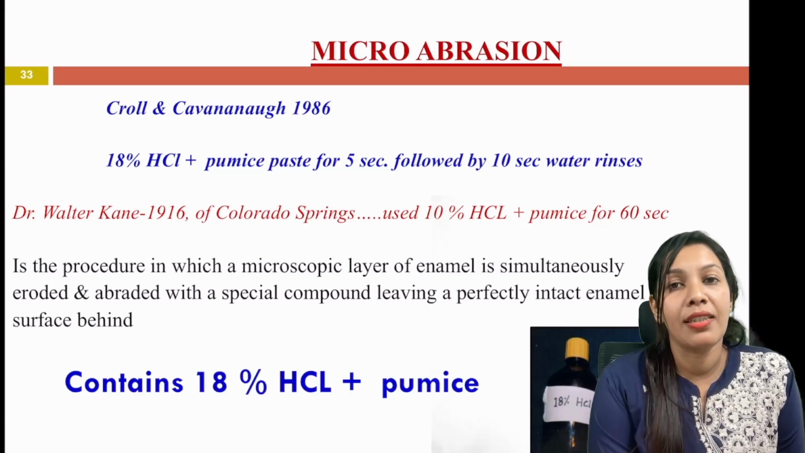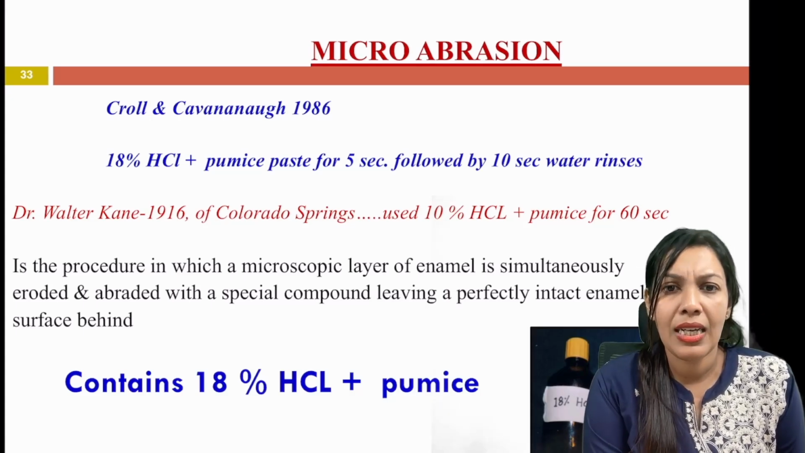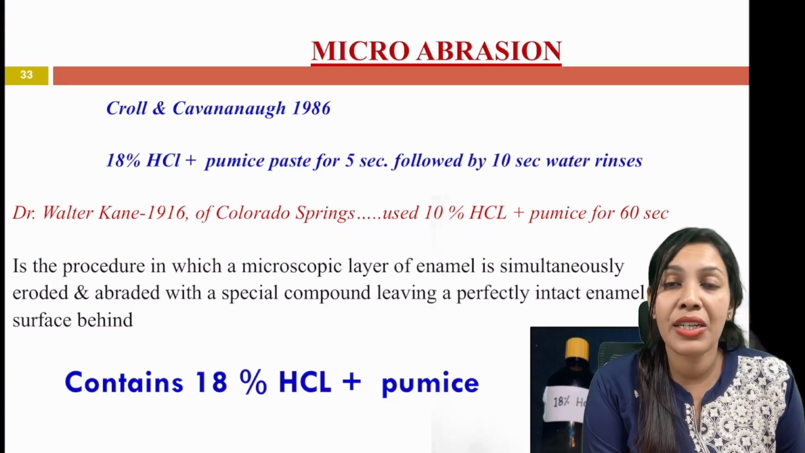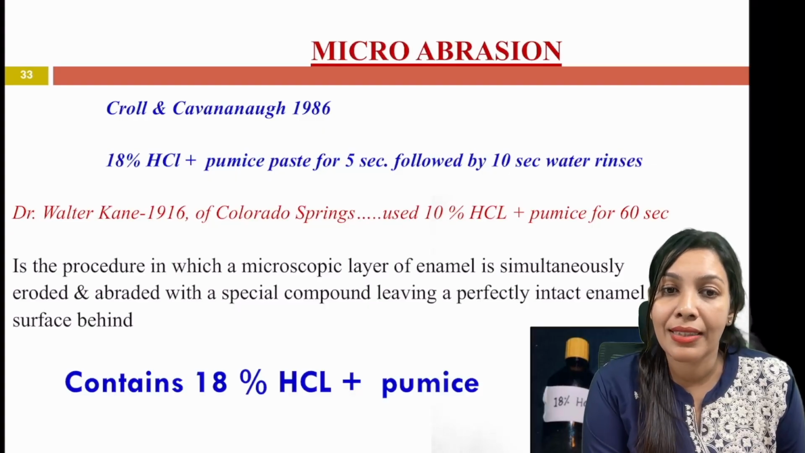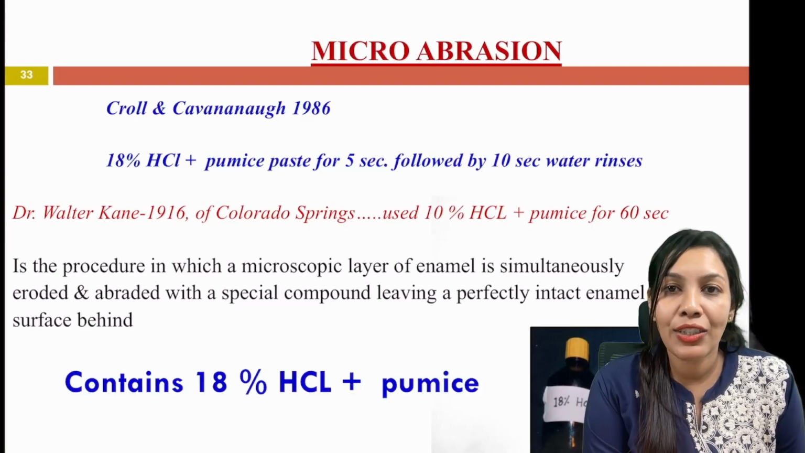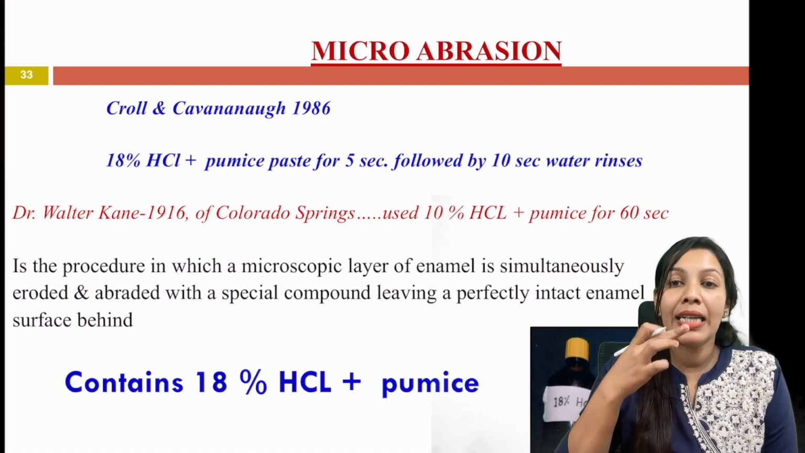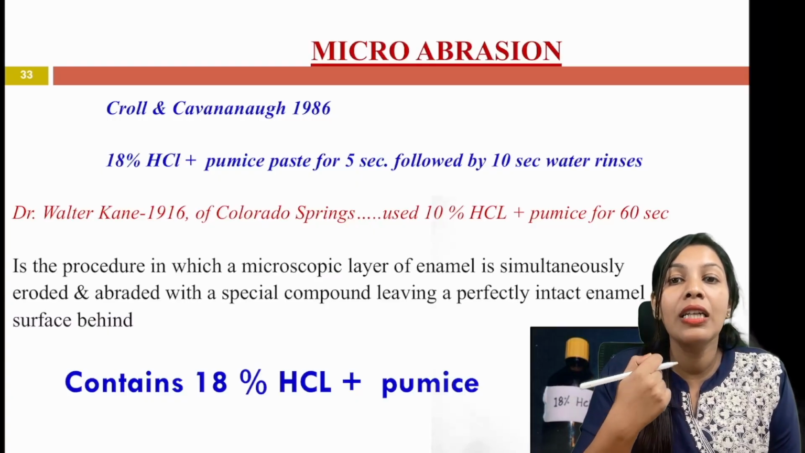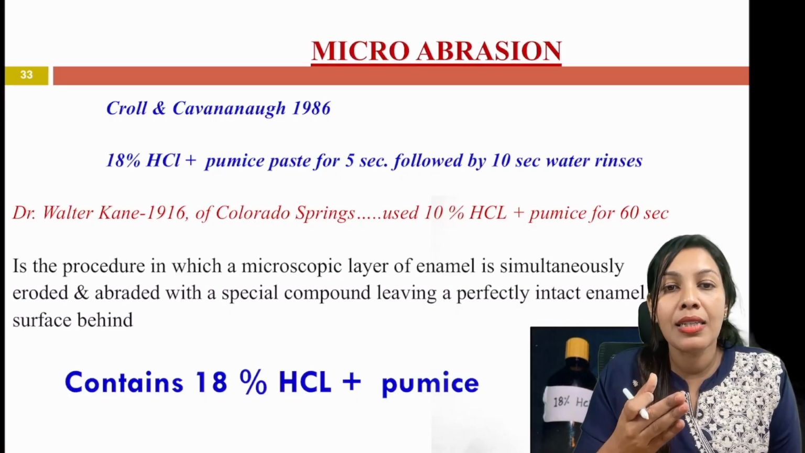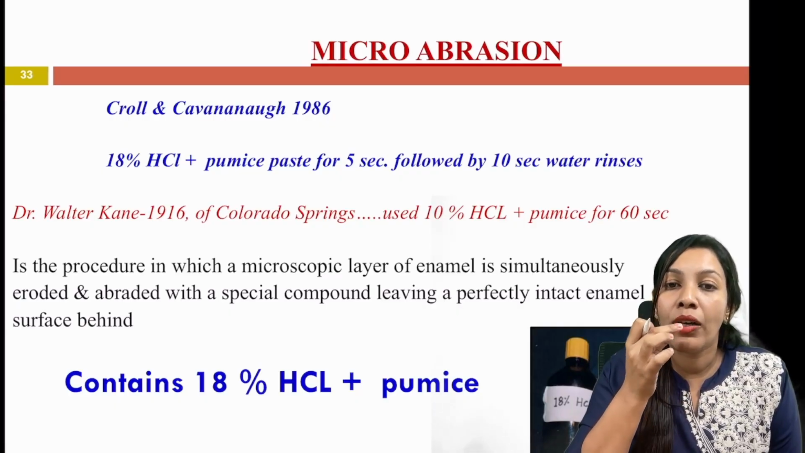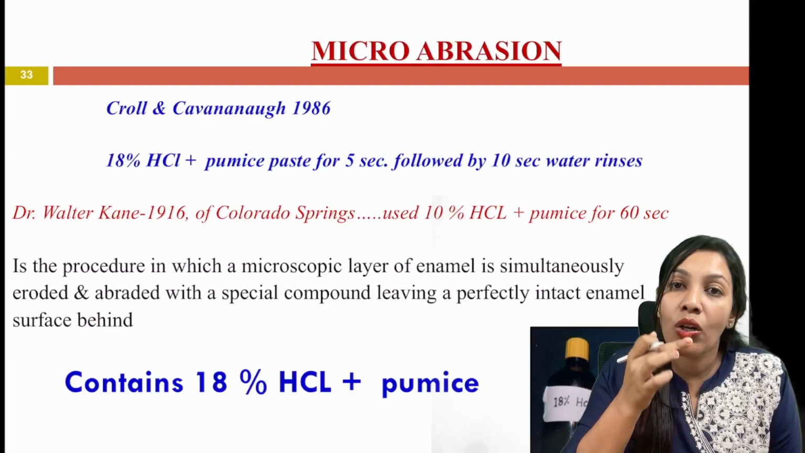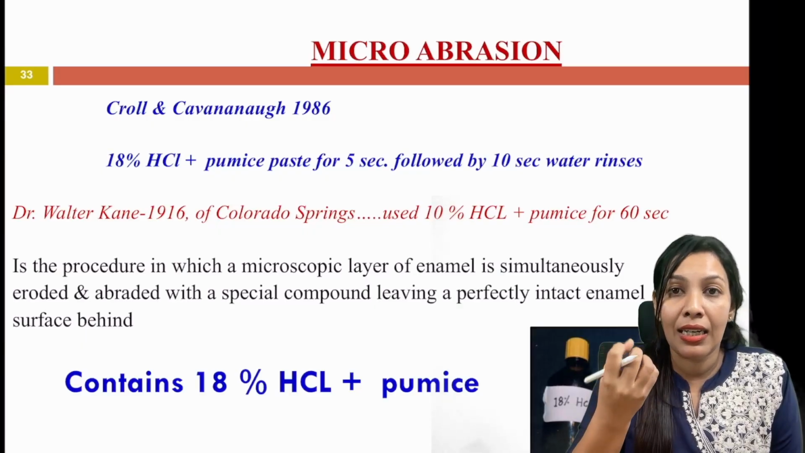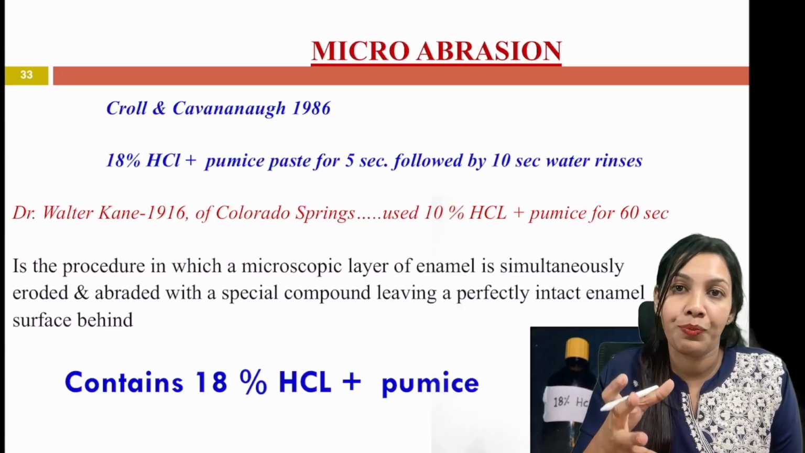Next important term is microabrasion. Microabrasion is where we use a combination of hydrochloric acid, especially 18% hydrochloric acid, with pumice. That is applied on the tooth for 5 seconds, and after that we rinse it. So microscopic layers of enamel are eroded, and that in turn improves the tooth color. So that is the method.